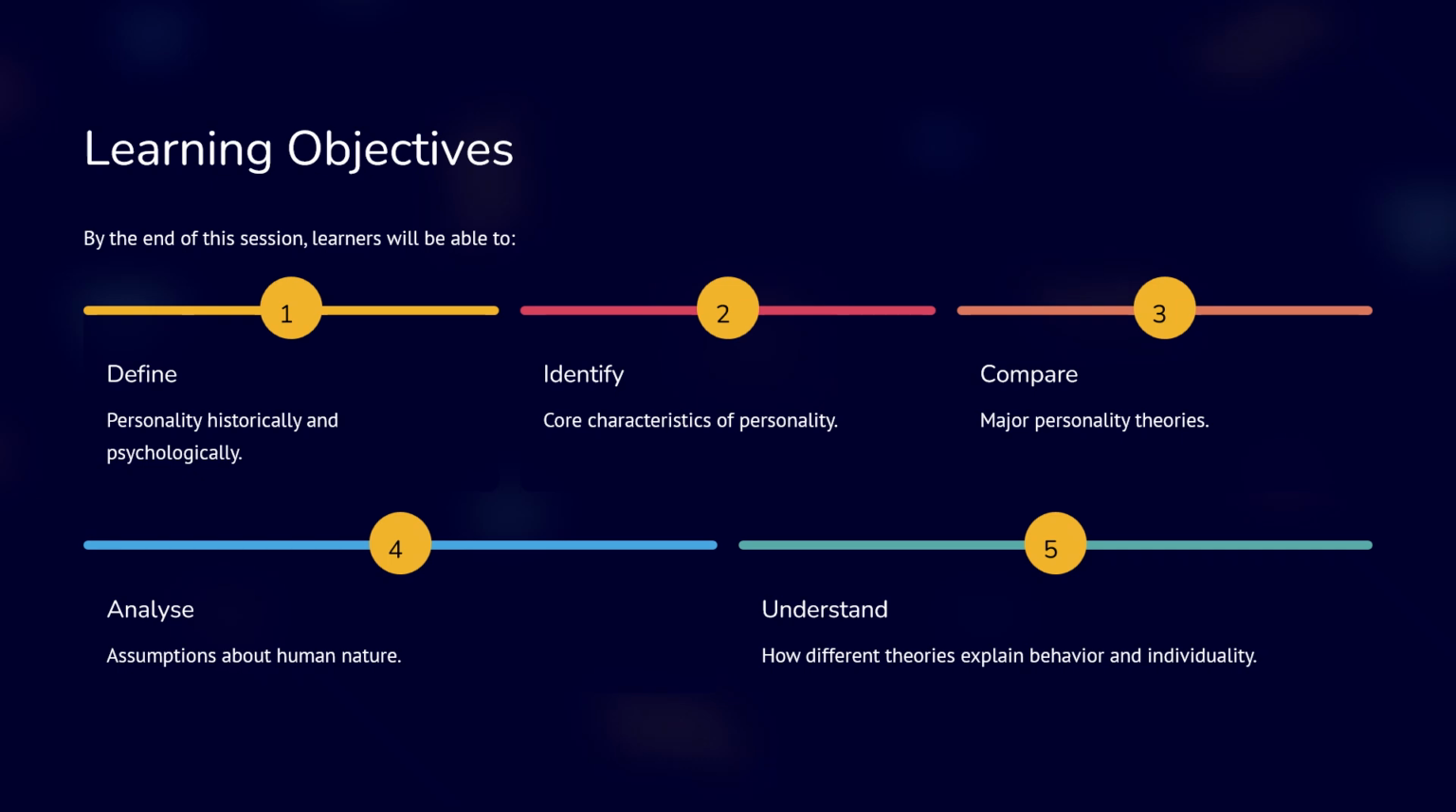Furthermore, we will critically analyze the major schools of thought, ranging from Sigmund Freud's focus on the unconscious to Abraham Maslow's emphasis on human potential. We will also cover the behavioral insights of B.F. Skinner. This comprehensive overview will provide you with a robust foundation for understanding human individuality.